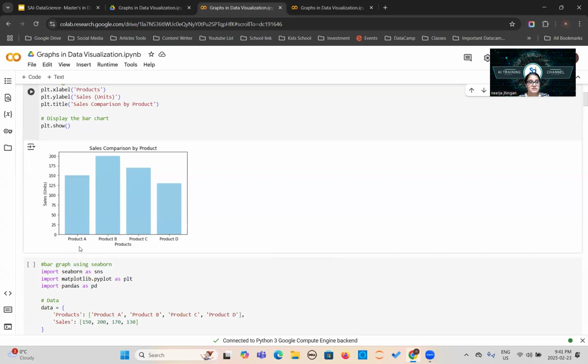Okay. So you can see here, this is product A, product B, product C, product D. And for product A, what are the units it is showing? Up to 150. So if your stakeholder is asking you, tell me which product has done the highest sales, looking at the graph, you can easily explain product B has done the highest sale, above 175. And the lowest sale is done by your product D. So you need to interpret the result as well.